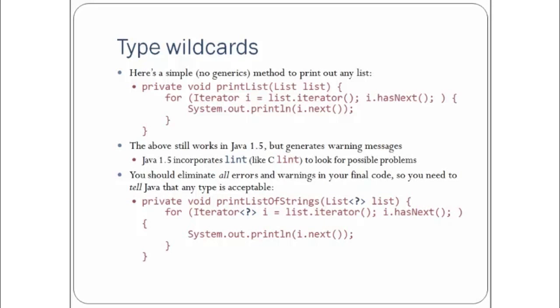The above step works in Java 1.5 but gives generic warning messages. You receive warning messages that this is not a generic list. Java 1.5 incorporates lint-like checks to look for possible problems. You should eliminate all errors and warnings in your final code. So you need to tell Java that any type is acceptable. It is always advisable to remove that warning. Obviously it is up to the programmer, because a warning will not impact your compilation or running, but it is always advisable to remove it.